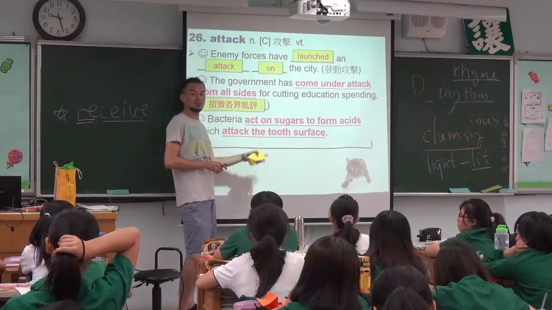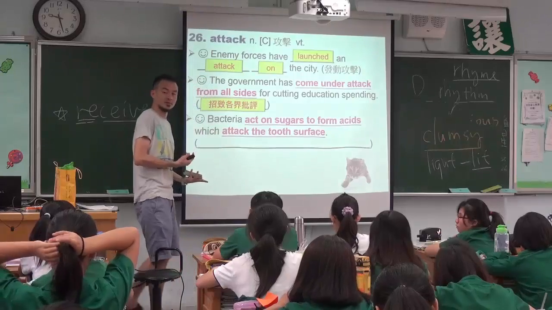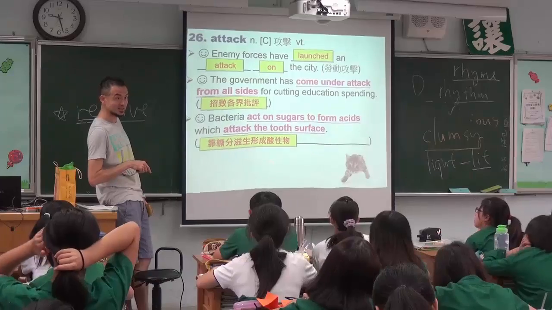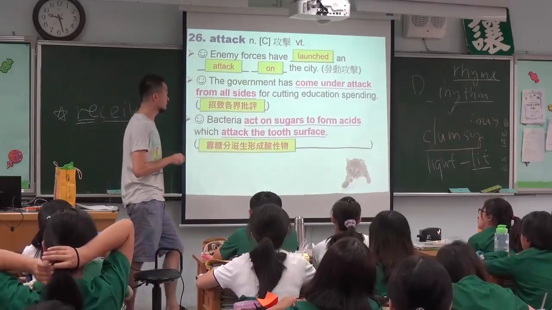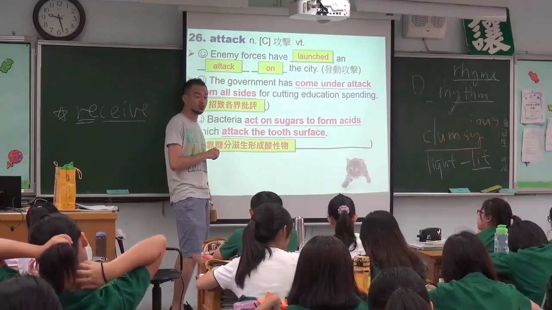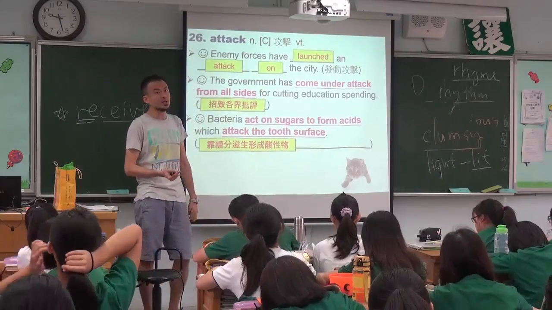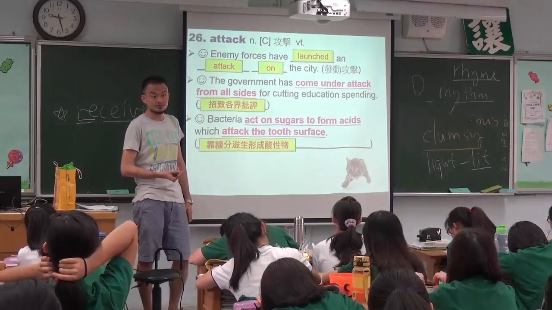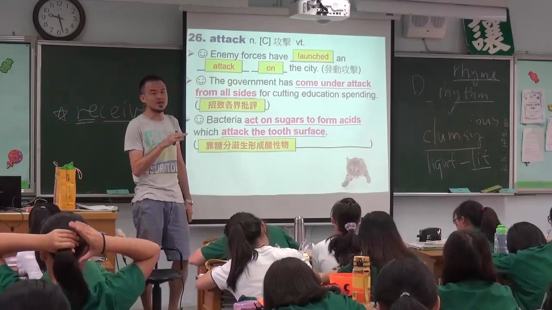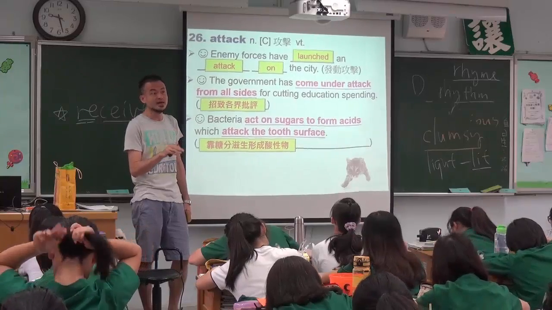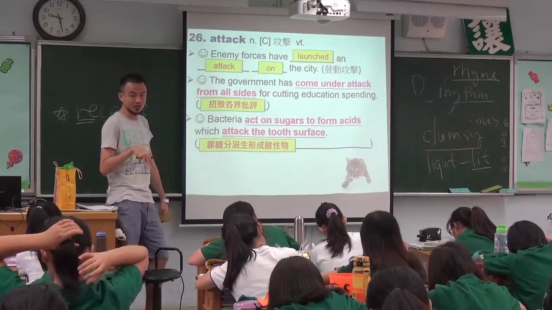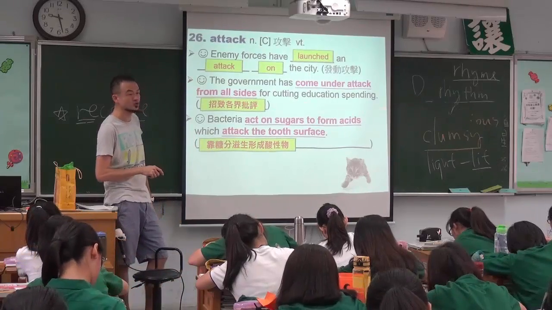Act on means something to blah blah blah. So bacteria, yeah, like this. Okay, so you can say bacteria act on sugars. You can say the bacteria rely on that to survive. So you can say germs, or you can say larva. You know larva? Larva. Yeah, you can say the babies of mosquitoes act on water. That is, mosquito larvae rely on water to grow, so act on something to form acids.